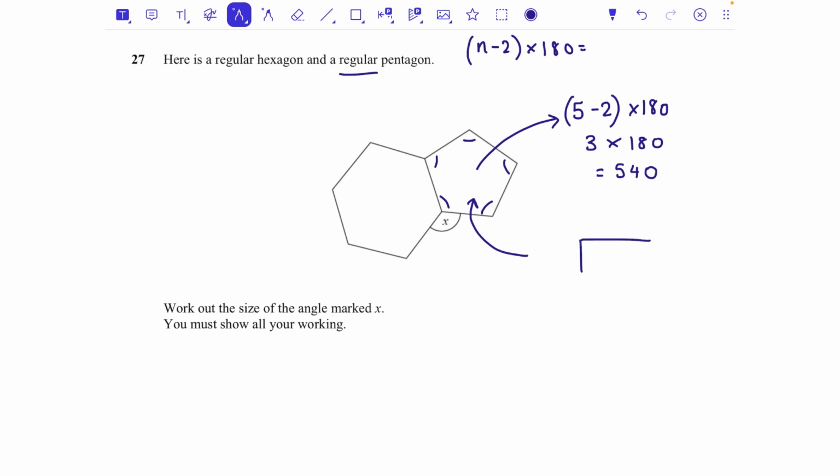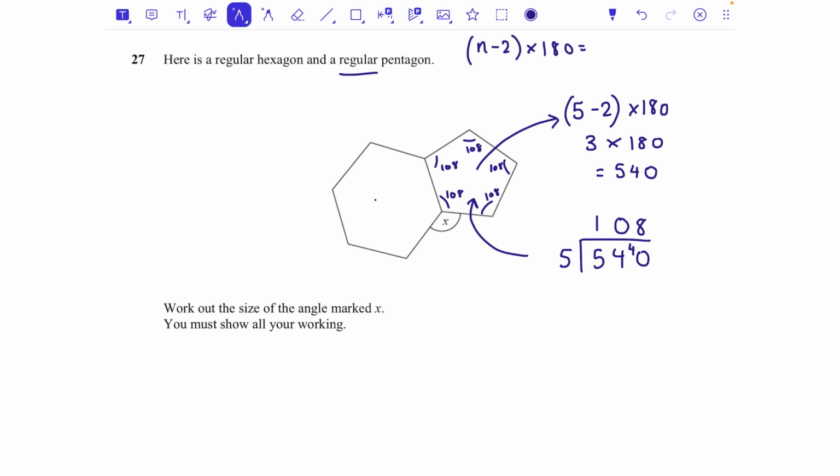So I'm going to do 540 divided by 5. 5 goes into 5 once, 5 does not go into 4, so we've got to carry that 4 over, and 5 goes into 40 8 times. So each of these angles inside is 108 degrees because it's regular and it adds up to 540.